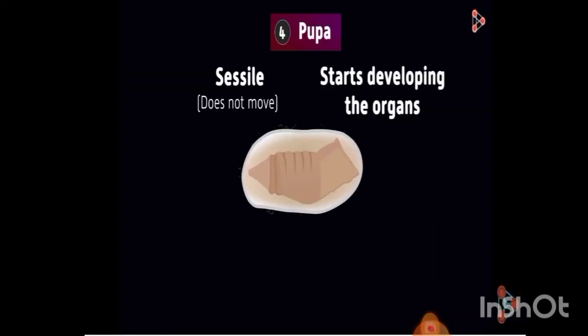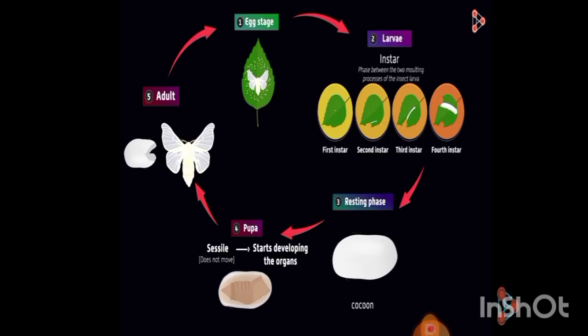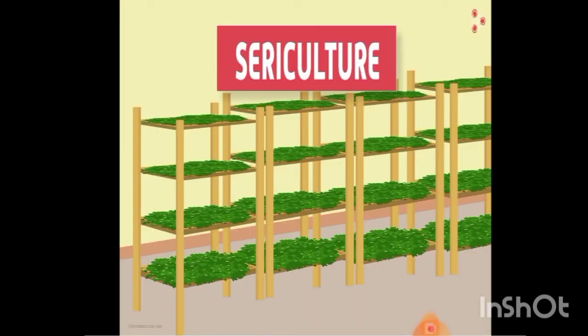Next, in the cocoon, this worm starts developing organs, and now it is called pupa. The last stage of the life cycle of the silkworm is adult. As it breaks the cocoon, the moth is ready to fly. So, the basic stages of the life cycle of the silkworm are egg, larva, resting phase or pupa, and adult. The cocoon is the main source of making silk thread. And do you know, rearing of silkworms in a farm is called sericulture.